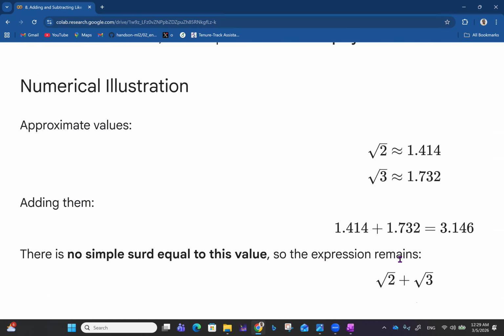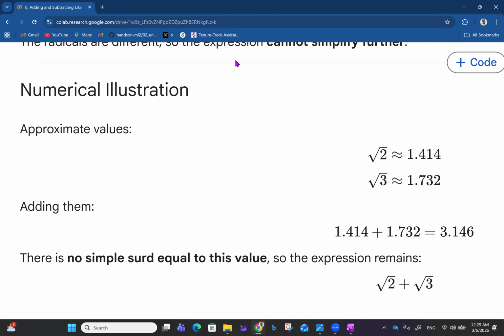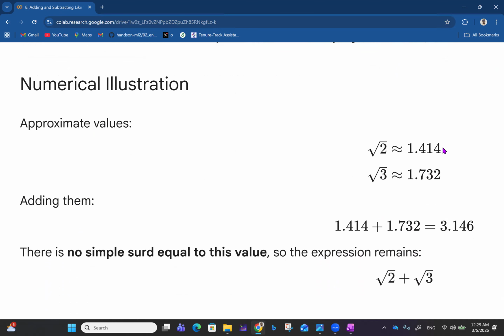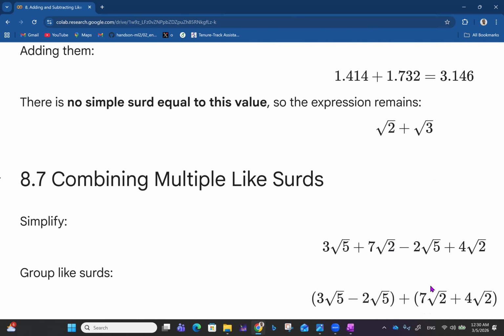But then we can have a numerical illustration. The square root of 2 is approximately 1.414 to 3 decimal places, and root 3 is approximately 1.732 to 3 decimal places. You can then add them, 1.414 plus 1.732, and you have 3.146. There's no simple surd equal to this value. So the expression remains root 2 plus root 3. That's the best way you can have it. Okay? So you can go numerical or leave it like that.